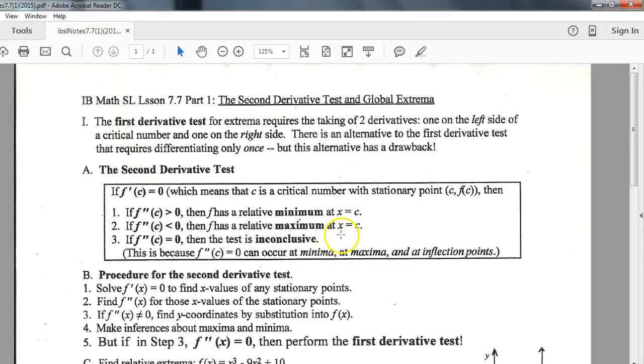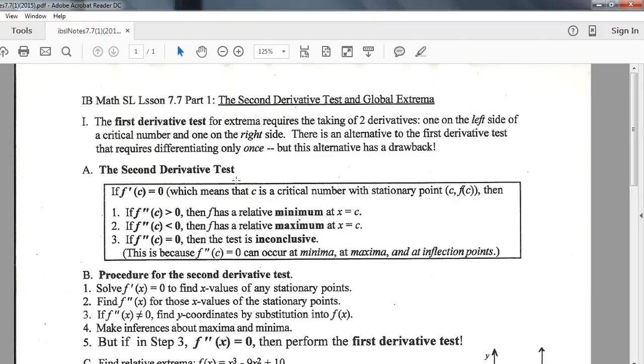Getting into the final section of Chapter 7. This is Part 1 of Section 7. What you're seeing in this section here is really mostly review. It kind of puts the pieces together from the last couple of videos with the first derivative test and second derivative test.